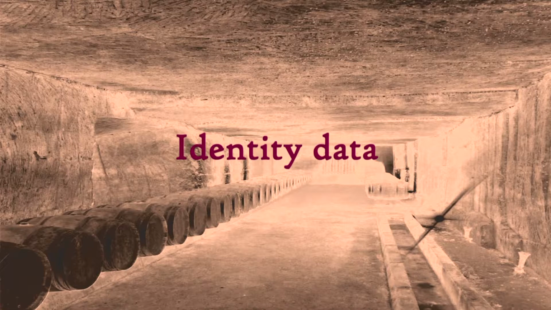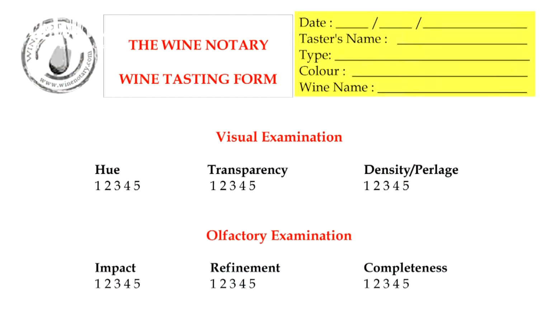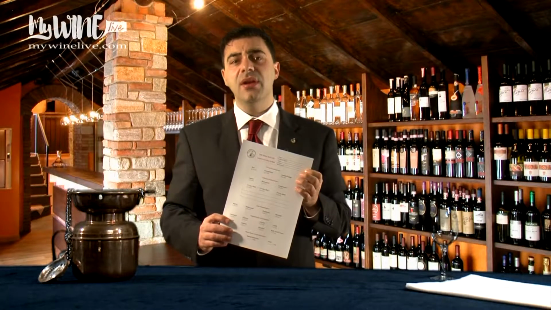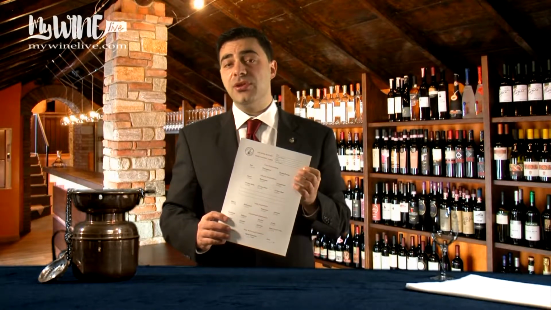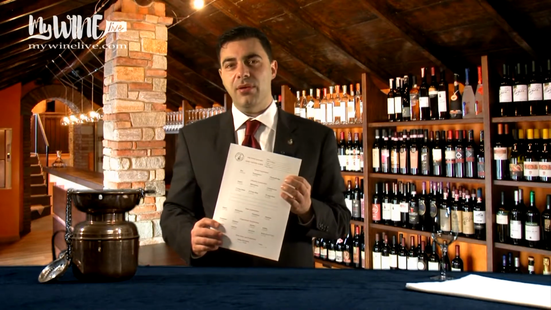Identity data. At the top of the form, there is a section for entries and personal information and identification data of the taster, such as name, date of tasting, the type of wine, for example, if it is white or red, and so on, as well as the name of the wine. It is always better to be as precise as possible during the compilation for an easy storage and possible future research. But now we are entering the heart of the Wine Notary form.